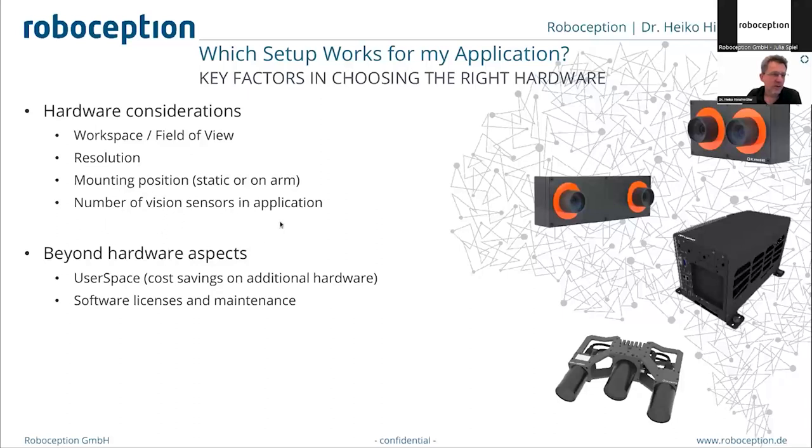Number of vision sensors in an application. It's no problem to combine sensors in the same workspace or have in a cell three or four sensors connected to one RC Cube. We have, as I mentioned before, the user space, which can save cost because you do not need an own vision PC if you want or need to do some own processing, or some customers also had not necessarily vision processing, but other applications on top of our picking modules. By utilizing our computing hardware in the RC Cube, in the RC Wizard next generation, you can save your own hardware here. And the software licenses, which are on the Cube, are shared among all the pipelines.